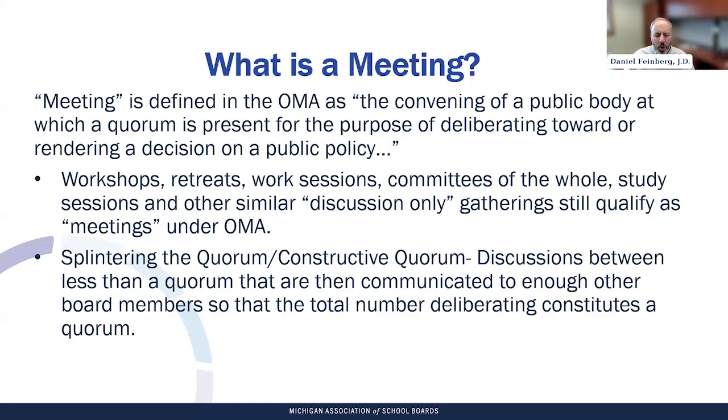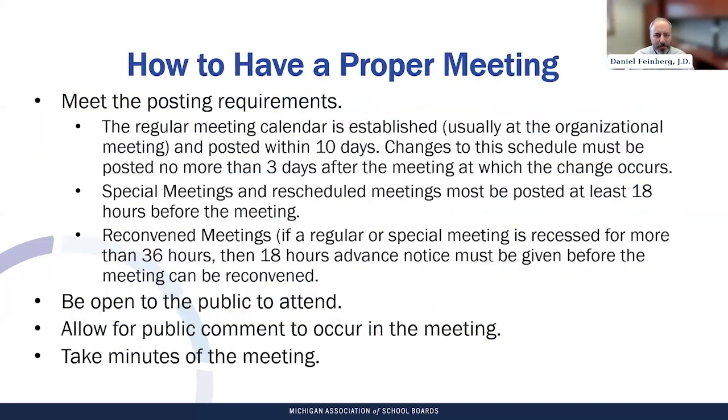So then comes the question, what counts as a proper meeting? So this is how we're going to talk about having a proper meeting. You have to meet the posting requirements. And there's a couple different versions of that. So at the beginning of your year, you have your regular meetings that you establish, usually at your organizational meeting. Those have to be posted within 10 days of your organizational meeting. If you're making changes to this schedule, it must be posted no more than 3 days after the meeting at which the change occurs. So normally you'll get, at your organizational meeting, you'll set up your calendar for the year so everyone kind of knows when those days are.